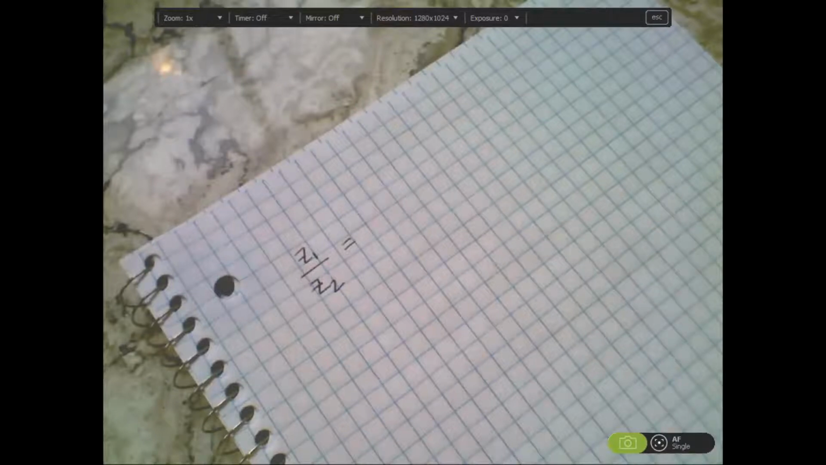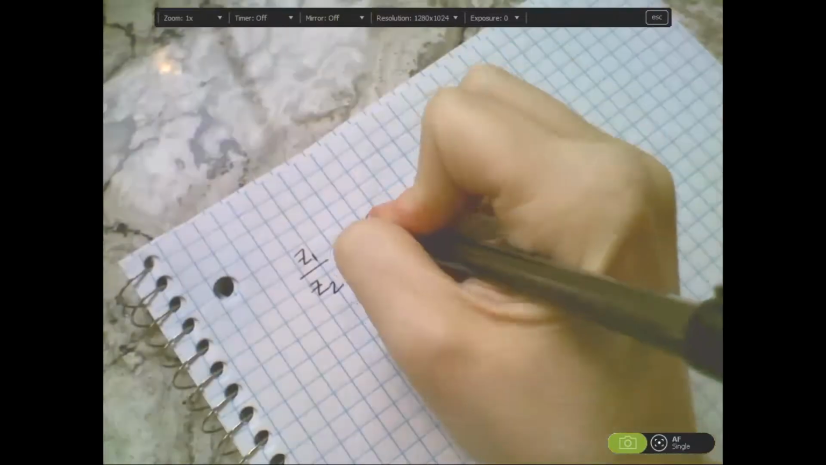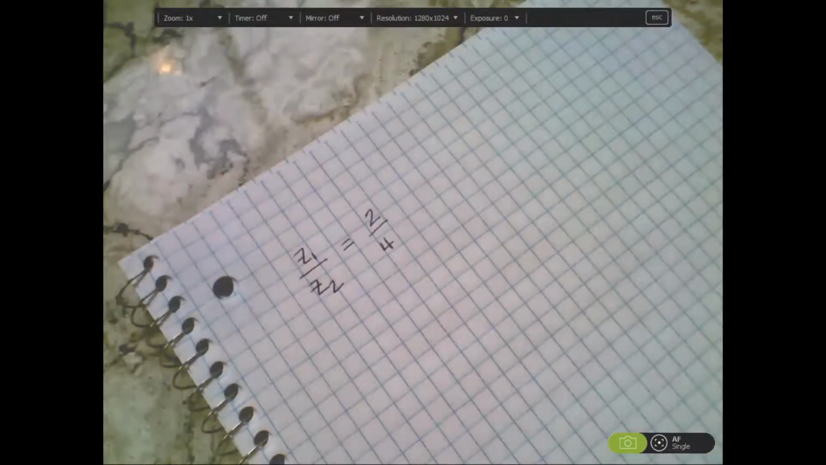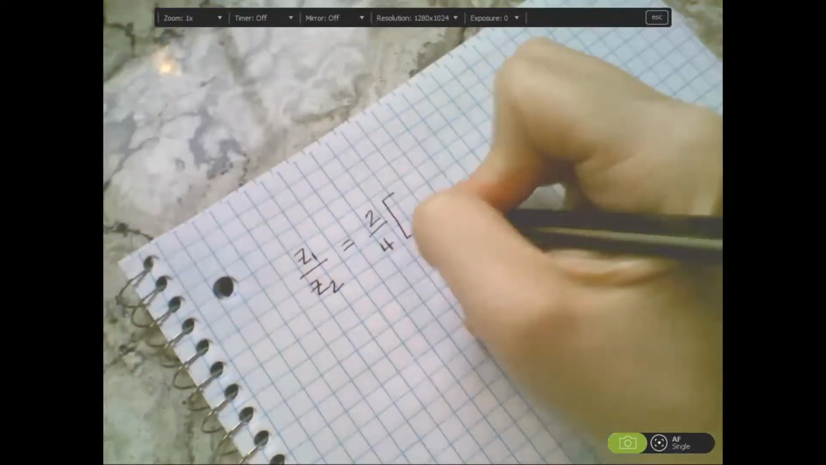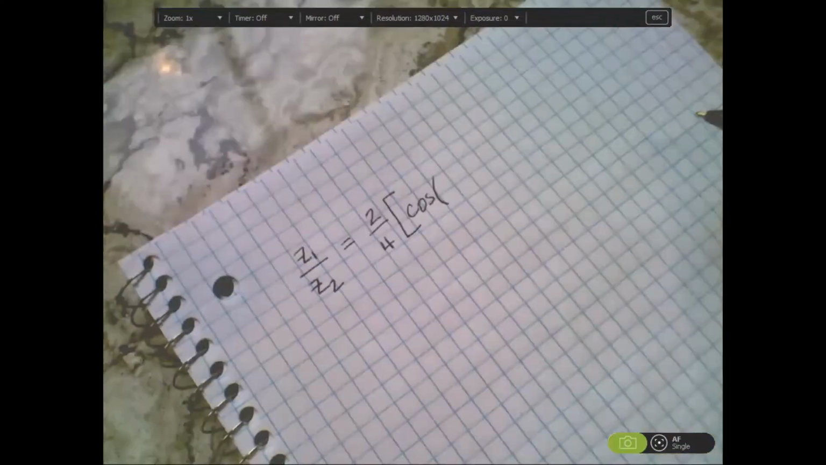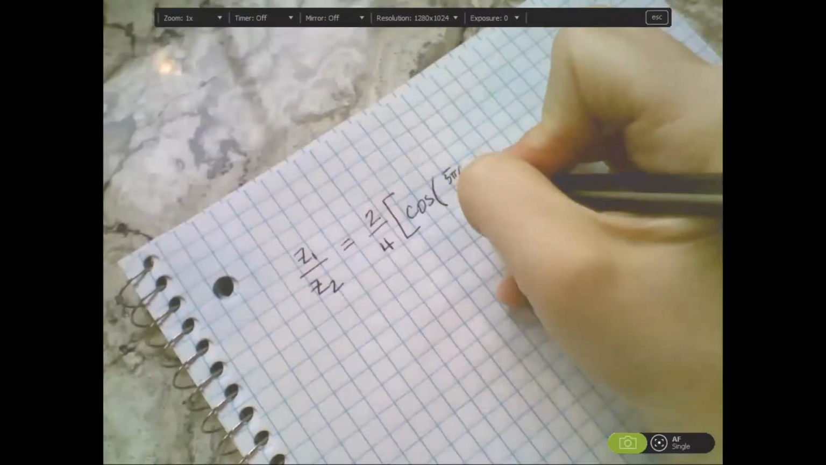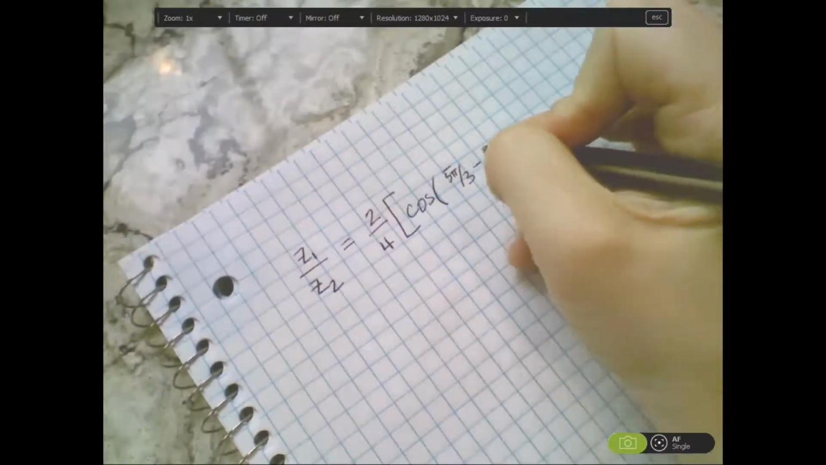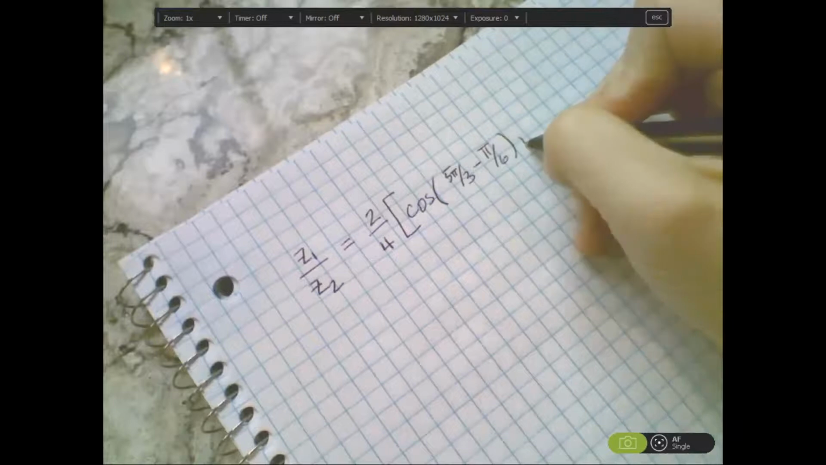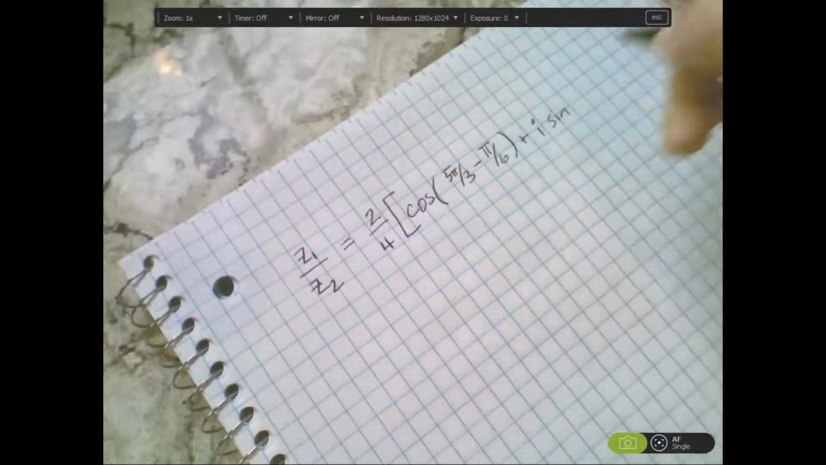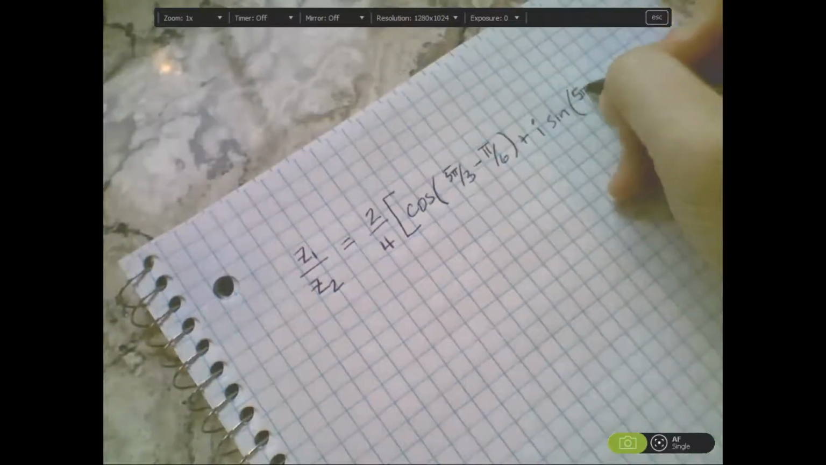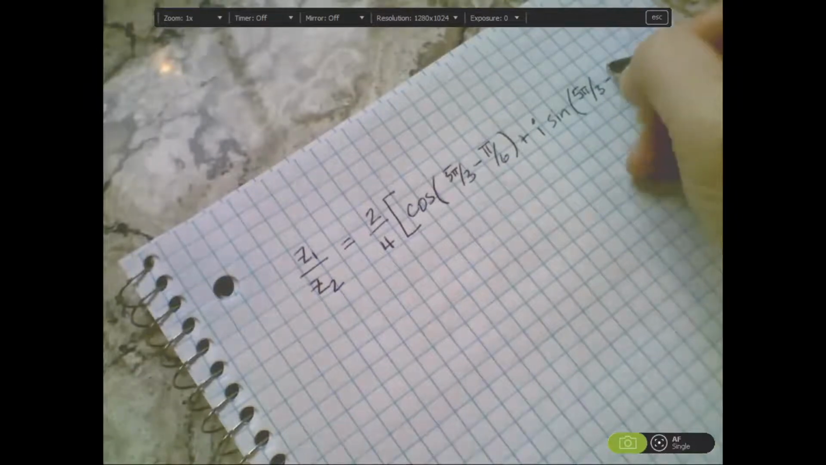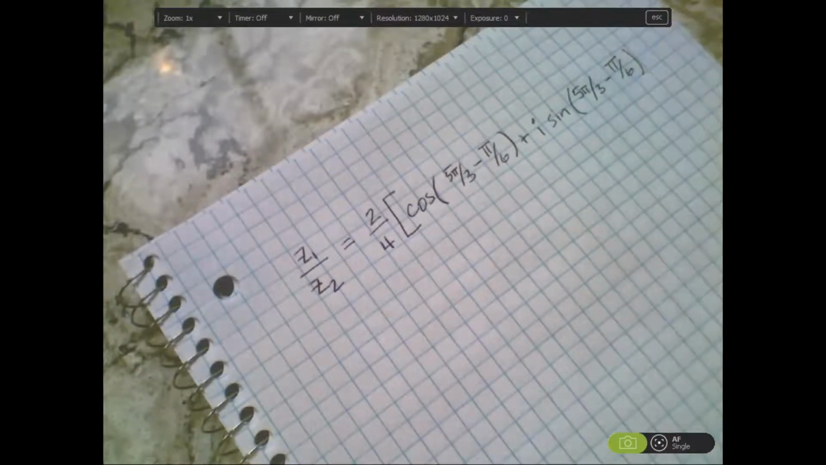All right, so Z1 over Z2, that means I'm going to have a 2 divided by 4. I'm going to have cosine. I'm going to do 5 pi over 3 minus pi over 6. And the same thing over here, the sine of 5 pi over 3 minus pi over 6.